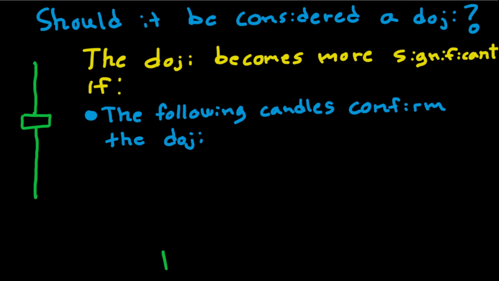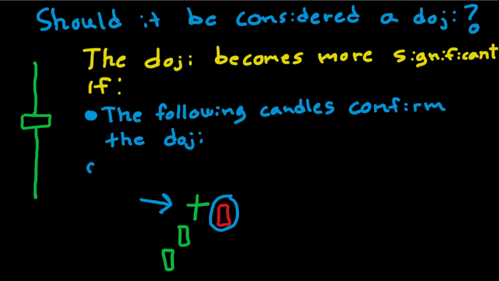And what I mean by this is, for example, we have a doji here, and after the doji, if the rally actually doesn't continue, for example, if we get a red candle here, this candle then confirms that the doji here is significant. So we look at the following candles to decide the importance of the doji.